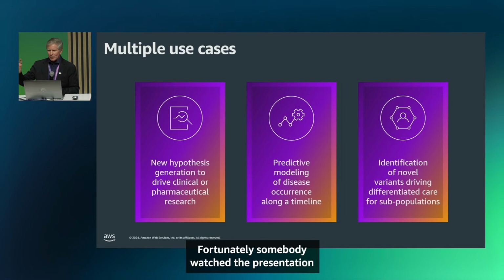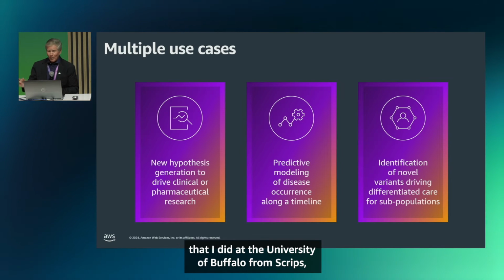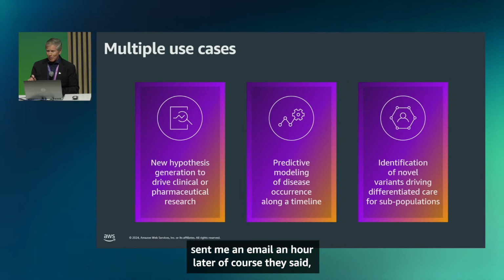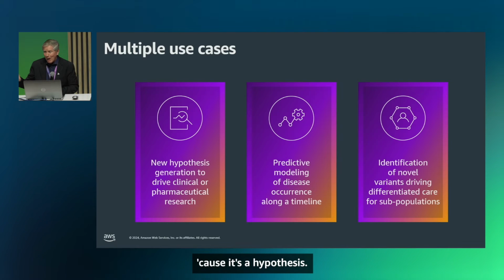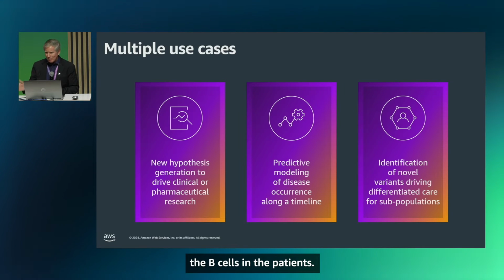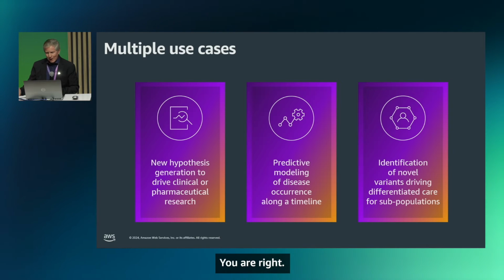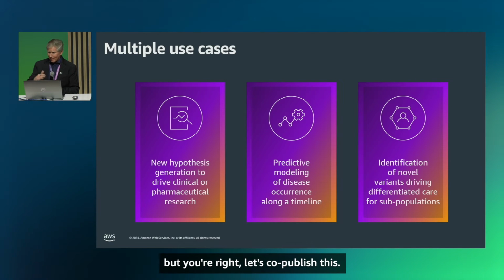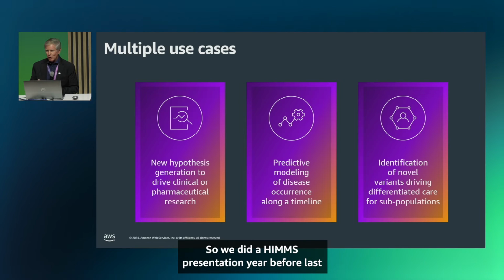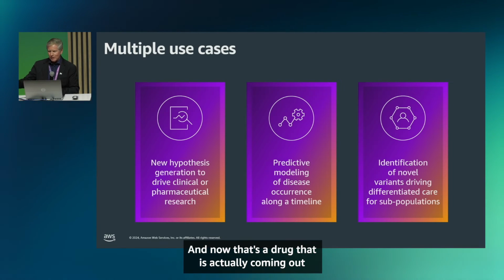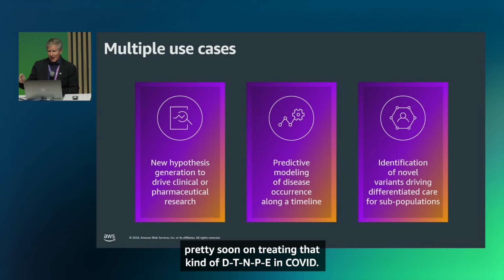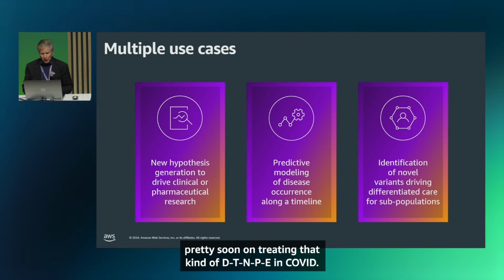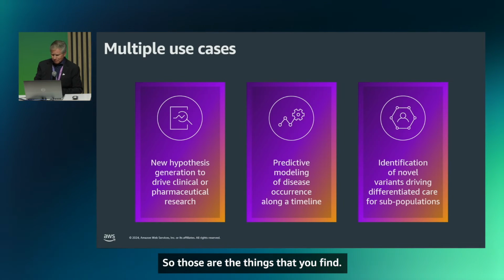Fortunately, somebody from Scripps watched the presentation that I did at the University of Buffalo and sent me an email an hour later. Of course, they said, have you published that yet? I said, no, we haven't published it yet because it's a hypothesis. He goes, oh, we have the T cells, the B cells in the patients. You are right. I don't know how you did it with just data, but you're right. Let's co-publish this. So we did a HIMSS presentation year before last on what we did and what Scripps did. And now that's a drug that is actually coming out pretty soon on treating that kind of DVT and PE in COVID. So those are the things that you find.